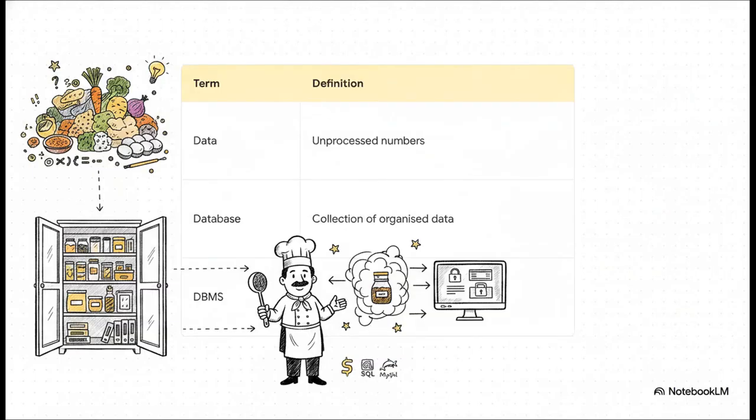Here's a rapid-fire way to lock these fundamental definitions right into your brain. First, we have data. This is just your raw, totally unprocessed numbers and facts. Second, a database is the organized collection of that data. You can think of data as your raw ingredients, and the database, well, that's your perfectly organized kitchen pantry. Finally, the DBMS, or Database Management Software, is the chef managing the whole operation. The DBMS is the actual software, like Microsoft SQL Server, Access, or MySQL, that creates the database, manages the tables, and handles all the security.